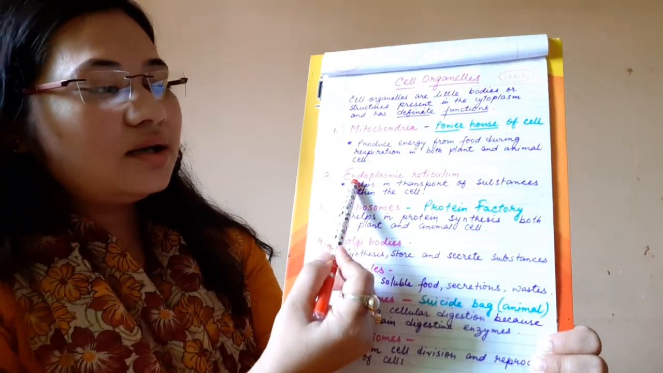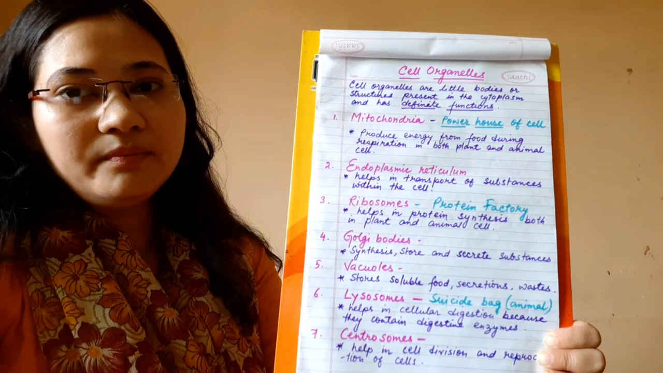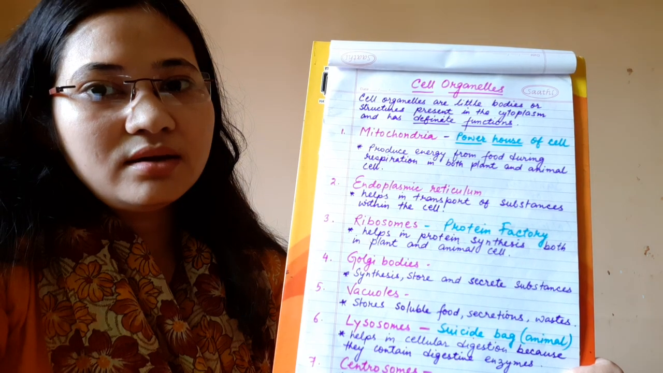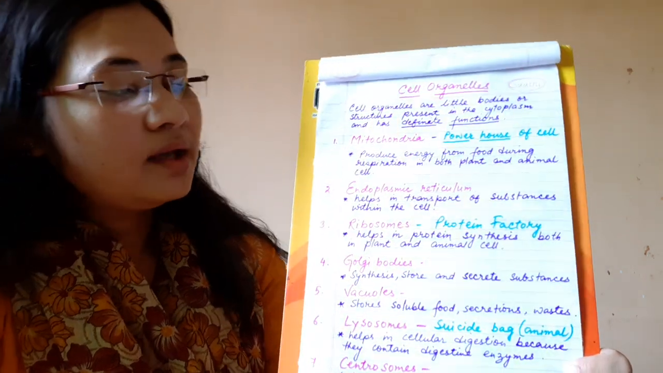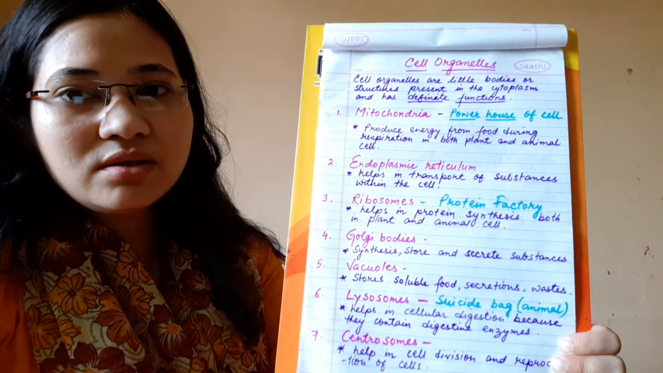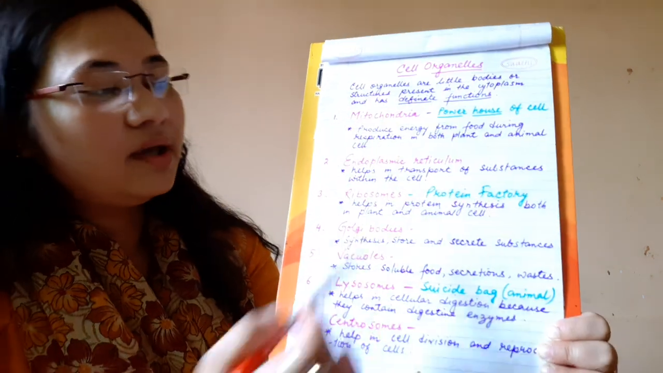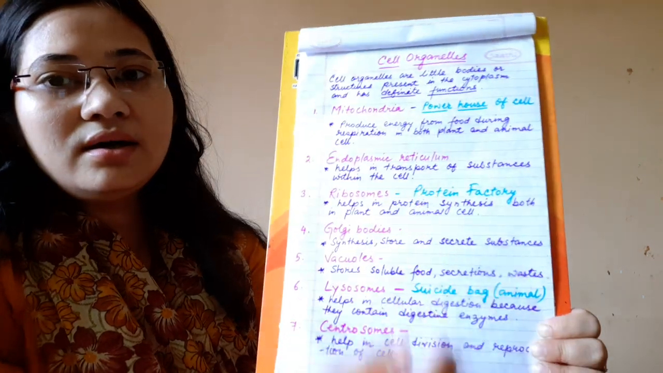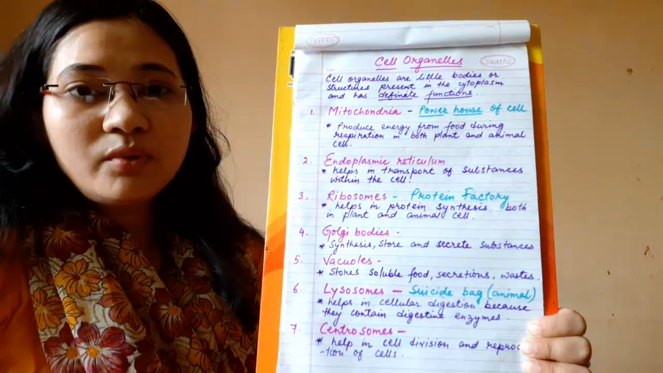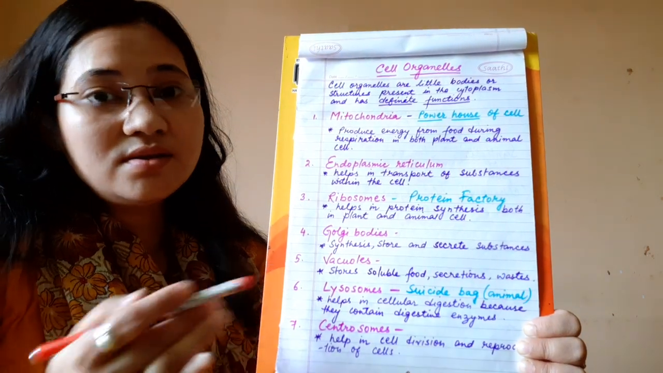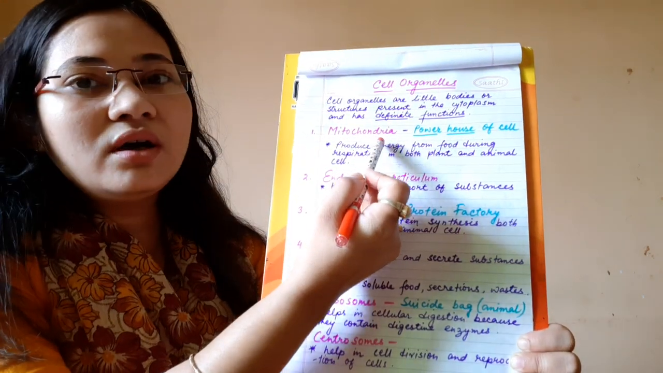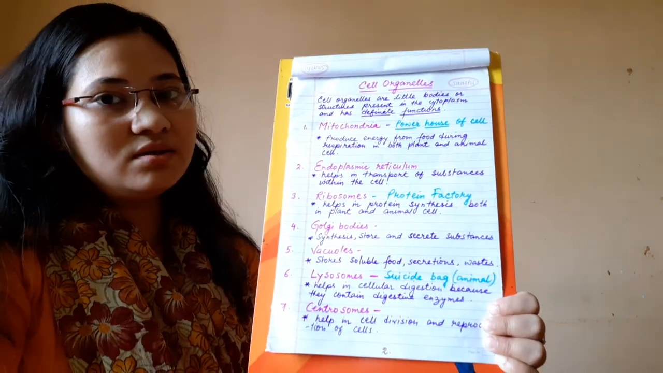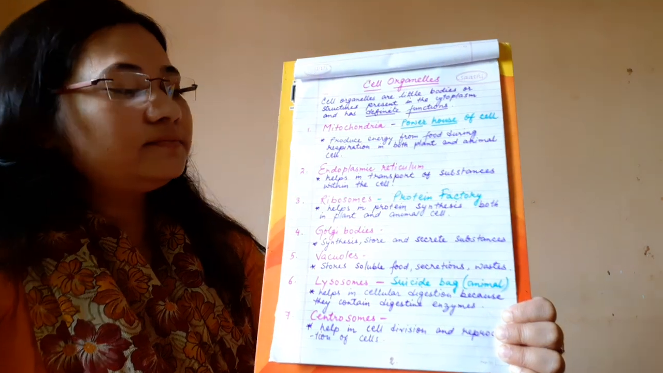Our second cell organelle, endoplasmic reticulum. Endo means inside, plasmic means plasma, and reticulum means network-like structures. So they are present all over, scattered in the cytoplasm, double channel-like structures. What is their function? They help in transportation of different substances within the cell, giving some raw material to mitochondria, some to ribosomes, some to Golgi body. So they help in distribution of certain substances all over the cell.